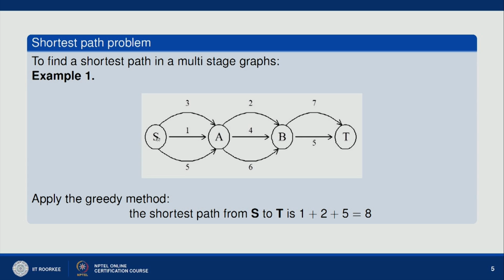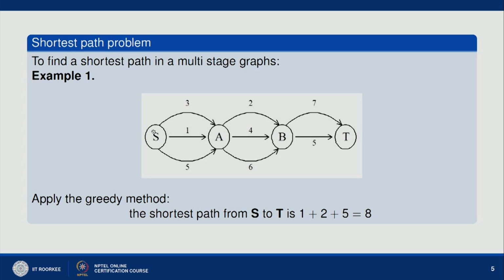So, from S to B, which is minimum? This straight path of 1 unit, and from this path of 2 units, that is total is 3 units. And from B to T, we are having only 2 paths, out of which 5 is minimum. Okay, so this path is minimum.